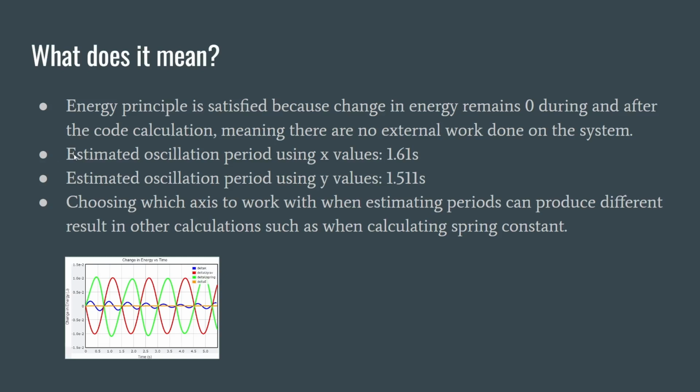For the second question, the estimated period using x values is 1.61 seconds, and the estimated period using y values is 1.5, meaning that choosing which axis to work with when estimating periods can produce different results in other calculations also, such as when calculating spring constant.